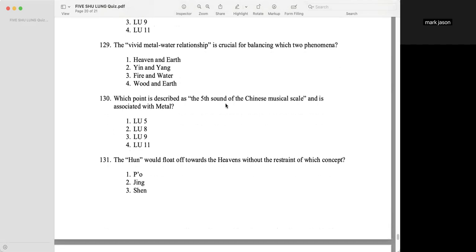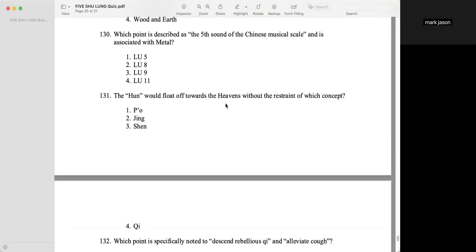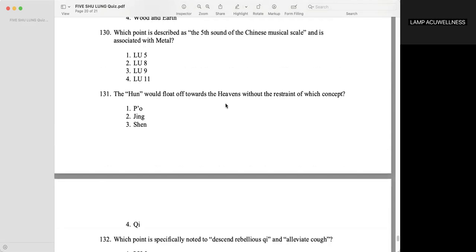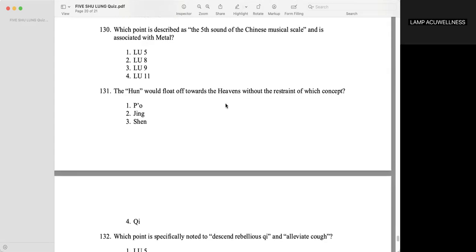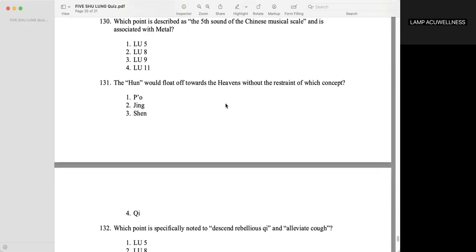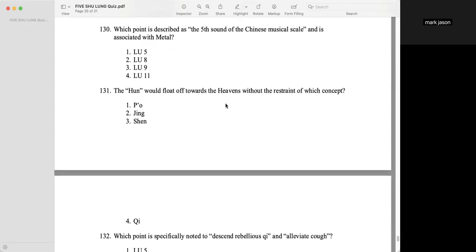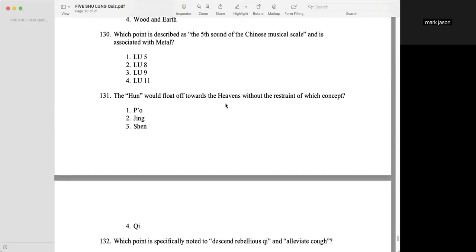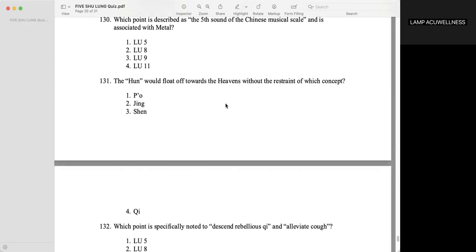Which point is described as the fifth sound of the Chinese musical scale and is associated with metal? Lung 11. Metal point. Lung 11. The answer is lung 11.